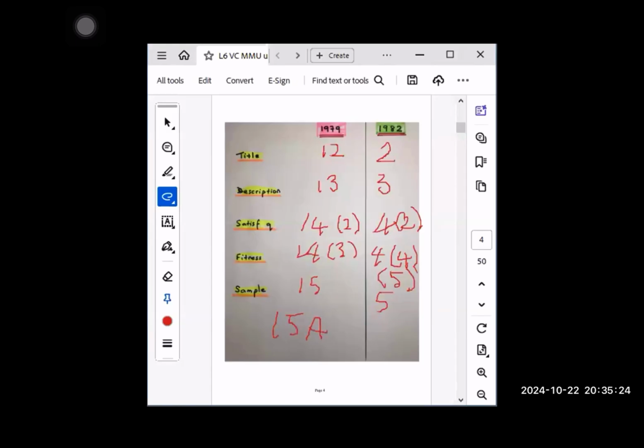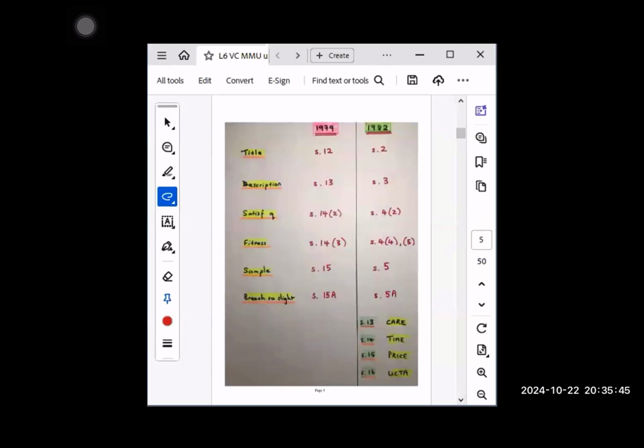You know what? The 1982 Act has exactly the same thing. So now you take a wild guess what the section number is under the 1982 Act. Excellent, that is perfect. The answer is section 5A. So you see, it's not so difficult to know section numbers.